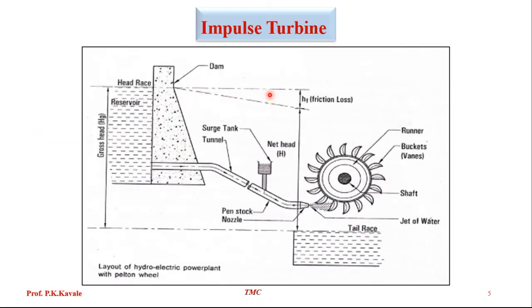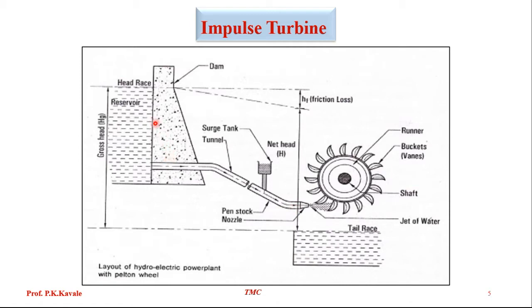Consider a hydroelectric power plant. There is a dam, there is a reservoir, and there is a pipe connecting the dam to the powerhouse. It is known as the penstock. There is a surge tank and there is a turbine house. In the turbine house the turbine is mounted, and there is a tail race. So this is exactly the arrangement of a hydroelectric power plant.